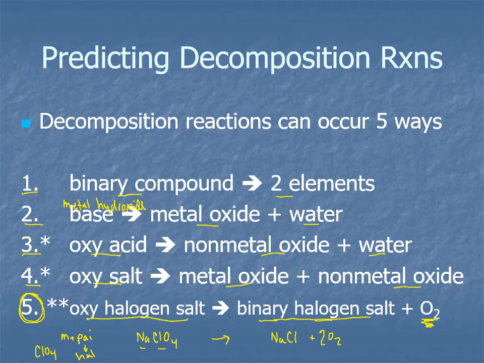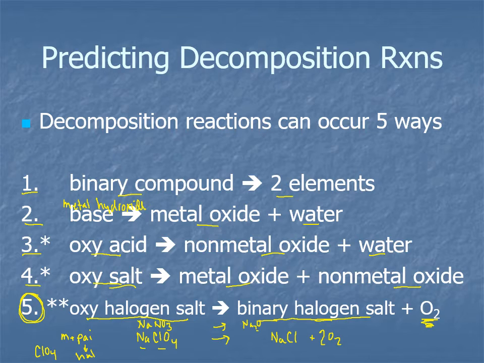Now, that is different from an oxy salt. An oxy salt like sodium nitrate. When that breaks down, sodium nitrate is an oxy salt, no halogen. So therefore, the nitrogen does not have a strong bond to the sodium at all, and that's why the metal oxide, sodium oxide, can form, and then water can form, or whatever, or the nonmetal oxide can form. So it's a difference in that halogen.